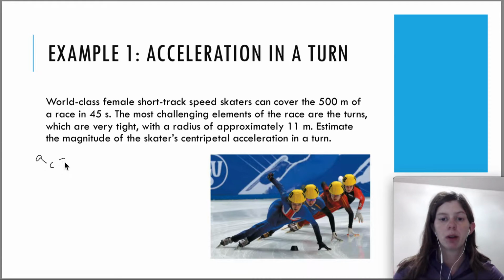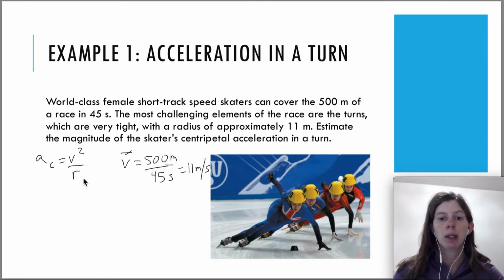So centripetal acceleration is v squared over r. We need to know the speed. We're not given the speed, but we can estimate it because we have a distance, 500 meters, over 45 seconds as the time. So I'm using the average speed equation, distance over time. When we do this, this gives us a speed of about 11 meters per second.